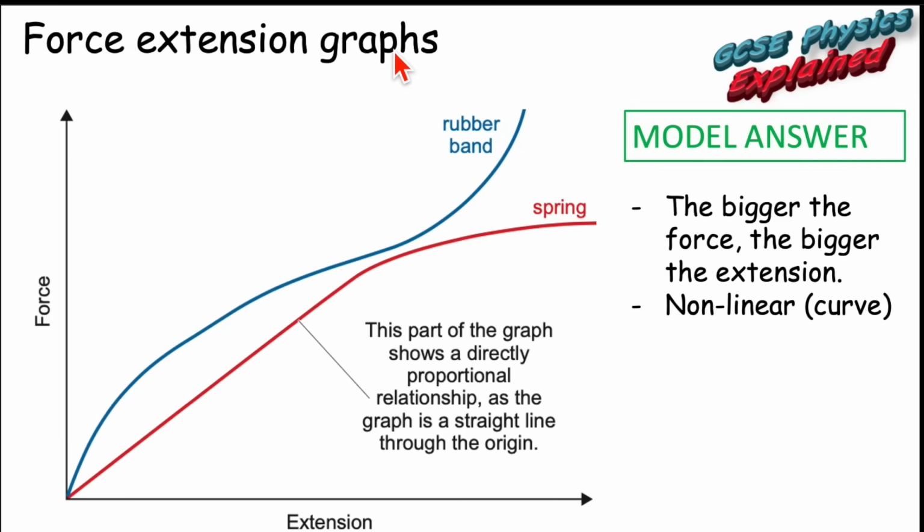Force extension graphs. What do you need to know? You need to know that a spring goes straight at first, then goes curvy once the elastic limit is exceeded. You need to know that a rubber band comes up and curls like that. The bigger the force, the bigger the extension, and it's non-linear because it's a curve. So actually at first it's linear for the spring, then it becomes non-linear. The rubber band is non-linear from the start.